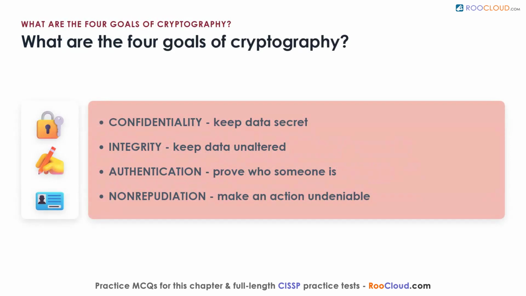So what are the 4 goals cryptography serves? There are exactly 4, and no single system has to deliver all of them. The first is confidentiality, keeping data secret. The second is integrity, keeping data unaltered. The third is authentication, proving who someone is. The fourth is non-repudiation, making an action undeniable. Think of these 4 as a menu. You choose the ones your situation actually requires.